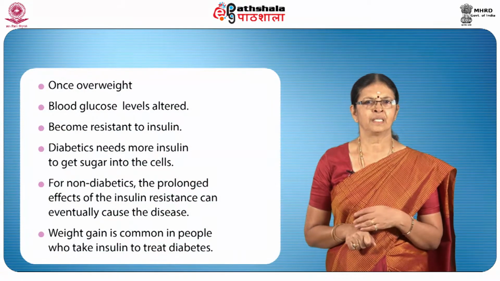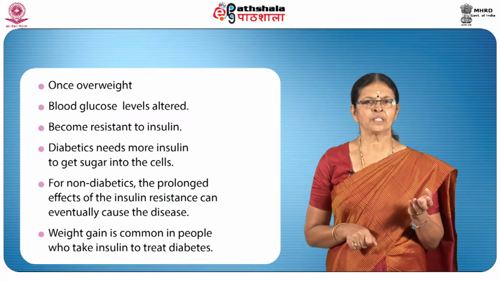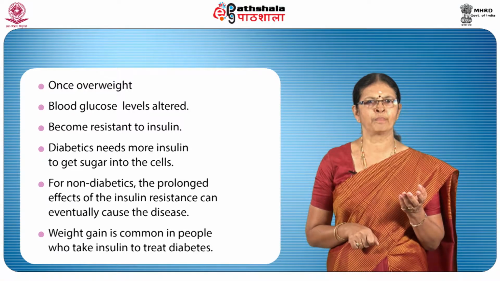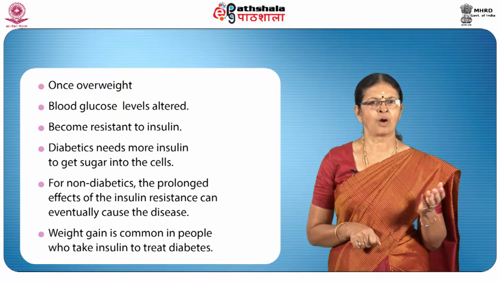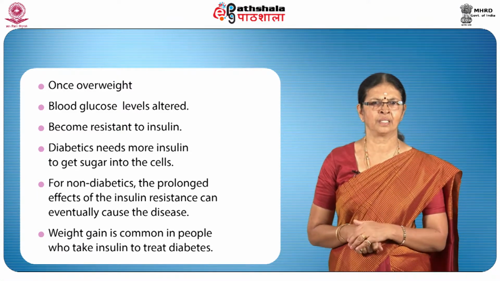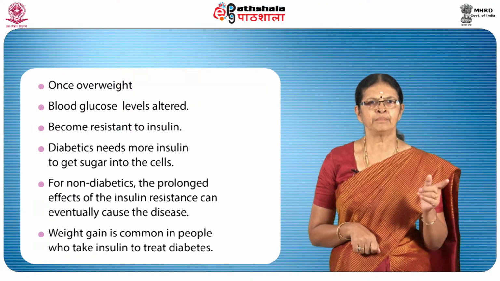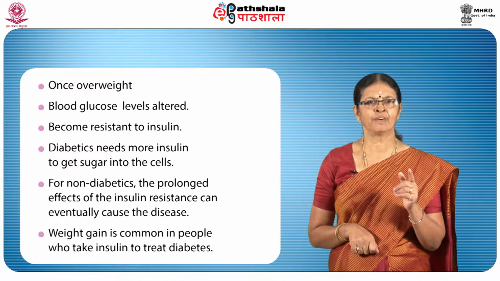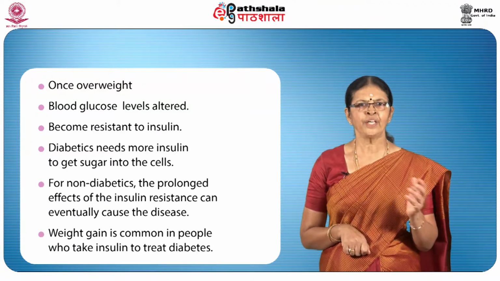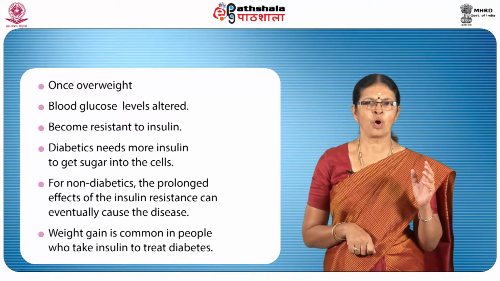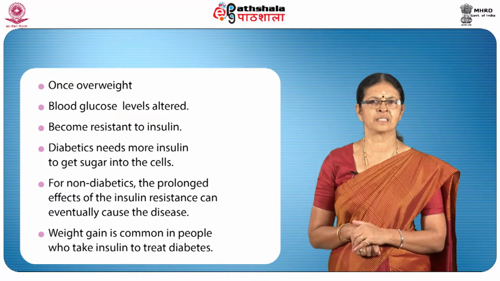Being overweight places extra stress on the body in a variety of ways, including the body's ability to maintain proper blood glucose levels. In fact, being overweight can cause the body to become resistant to insulin. If one already has diabetes, this means one will need to take even more insulin to get sugar into the cells. And if they don't have diabetes, the prolonged effects of insulin resistance can eventually develop the disease.